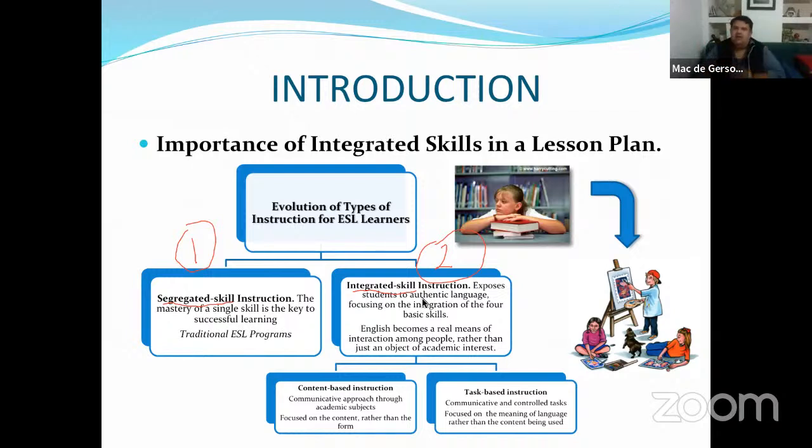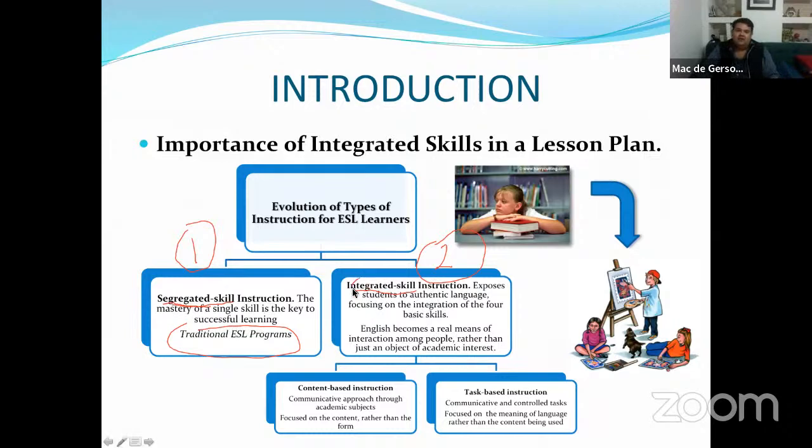Okay, all right, so a little bit of introduction. This is the traditional English program, the segregated. The mastery of a single key is the key to success. That was old school. Incluso había así como que jueves de lectura, martes de gramática, miércoles de... And, you know, that's not good. Si tienen viernes de conversation, para el otro viernes ya se los olvidó.